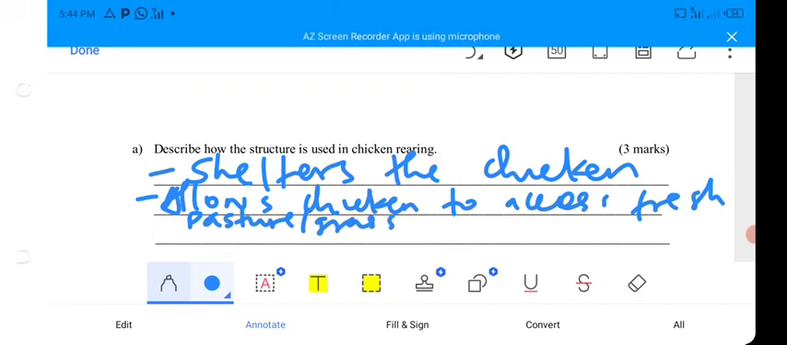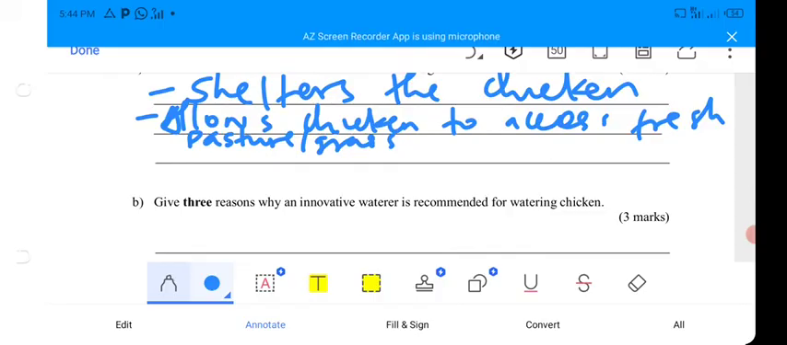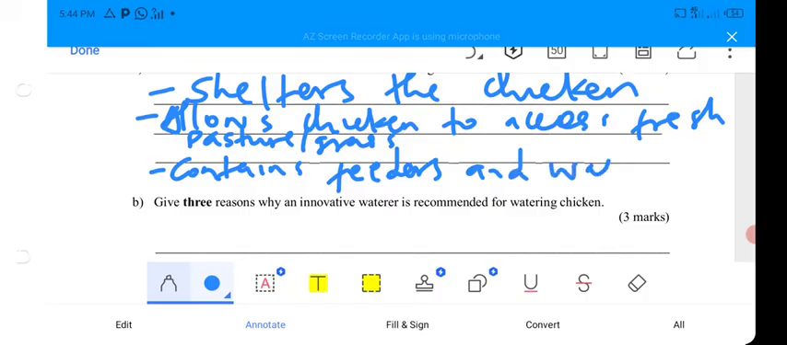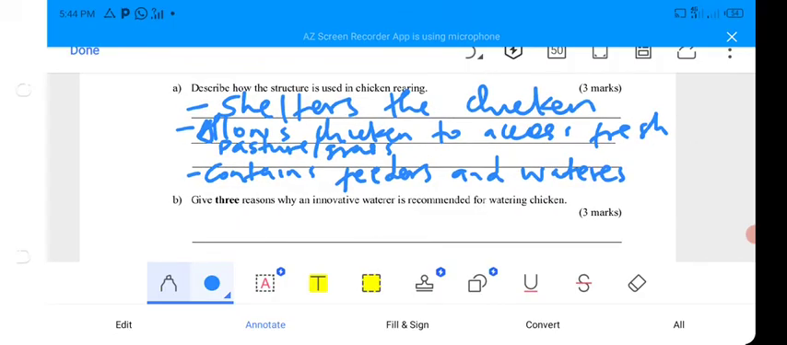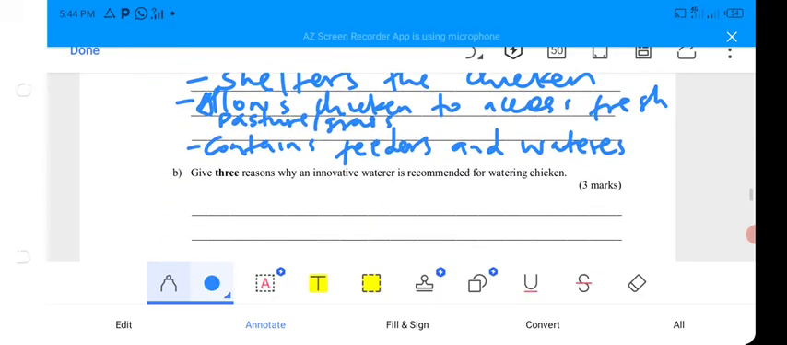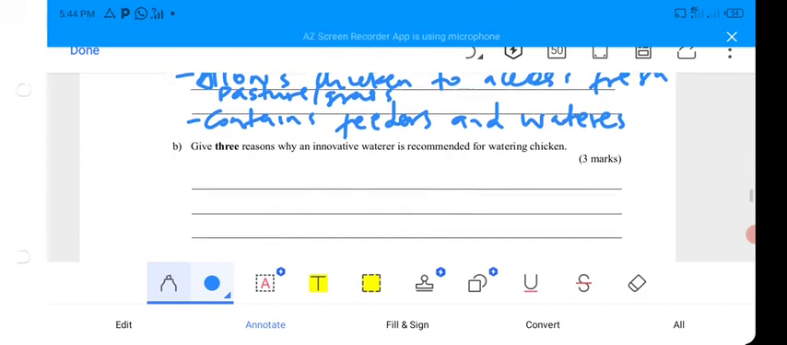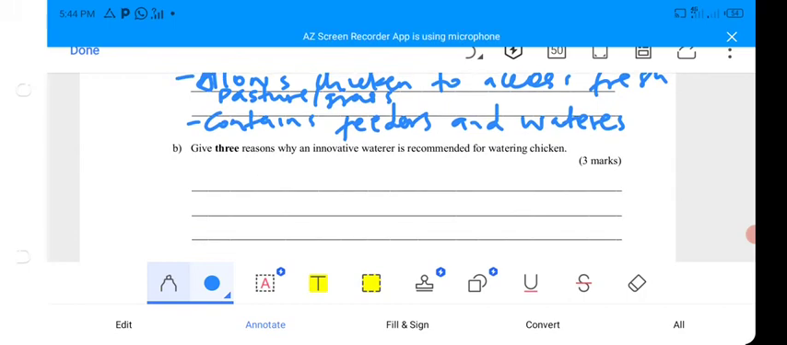Then last but not least, it contains feeders and waterers. Remember, feeders are for feeding the chicken and waterers are for watering the chicken. Give reasons for the innovative waterer. The innovative waterer is recommended for watering chicken. Innovative waterer is a type of waterer that is made from locally available materials at home.